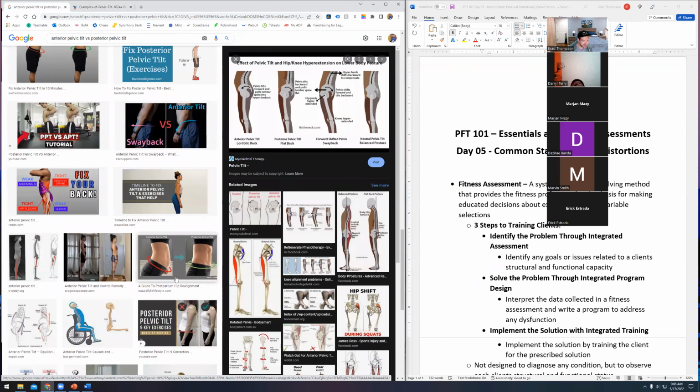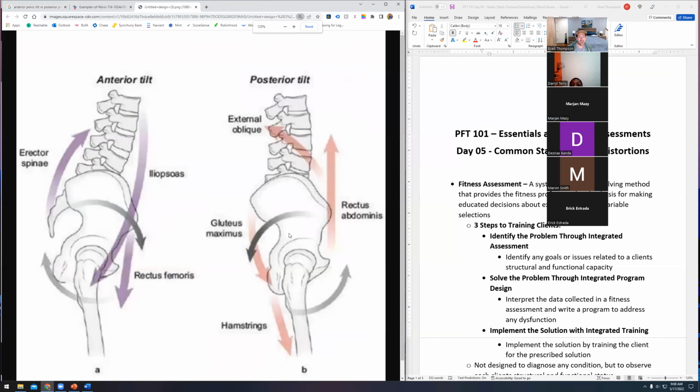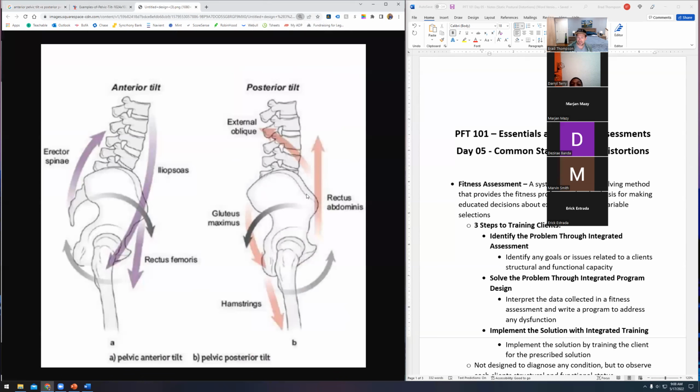Not so much. Okay. Well, this is a great picture though, that has them both. But you can imagine, if we talk about gaping and grinding, one part of the spine, if you have an anterior tilt, the front of your spine is going to be gaping and the back is going to be grinding. And if you have a posterior tilt, the back is going to be grinding and the front is going to be gaping. Or flip it. Either way, it's dysfunctional. It's not going to be good.